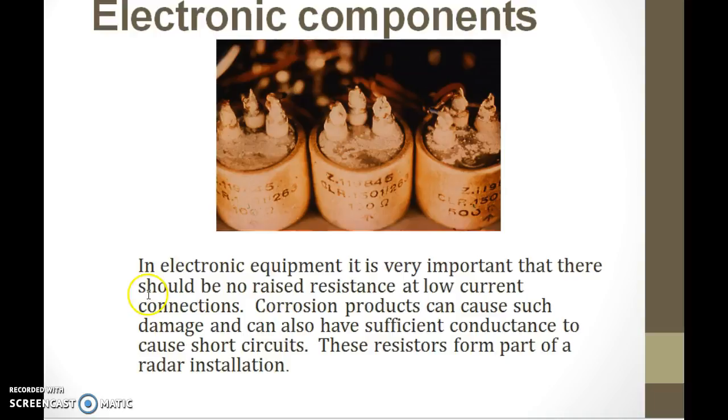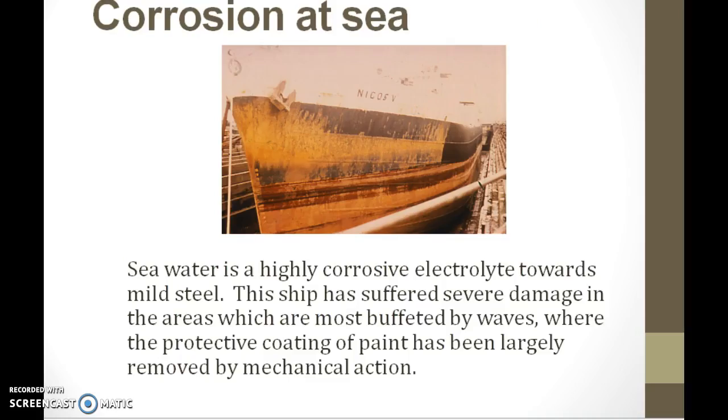Okay, next, let us consider one more practical example called corrosion at sea. Seawater is a highly corrosive electrolyte towards mild steel. The ship has suffered severe damage in the areas which are most buffeted by the waves, where the protective coating of the paint has been largely removed by mechanical action.